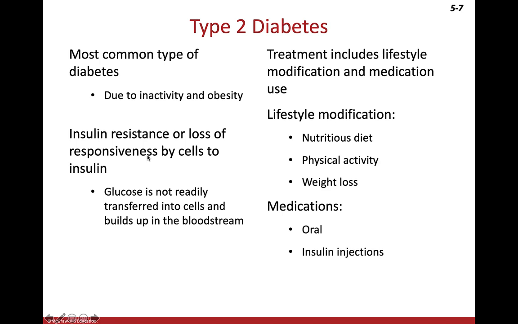Now, nutritious diet, physical activity and weight loss have all been known to lower blood glucose levels in the type 2 diabetic. Now, there's also a number of medications that are oral in nature, and some may actually require insulin injections.